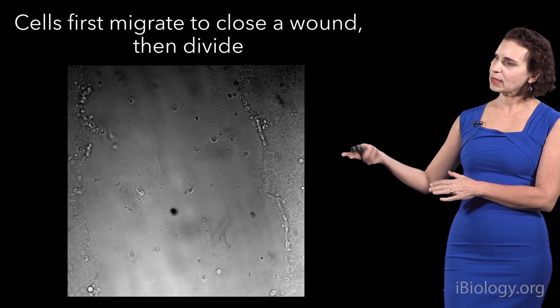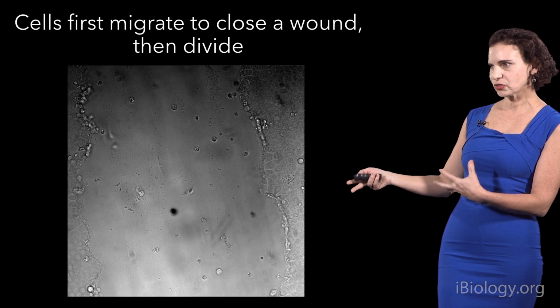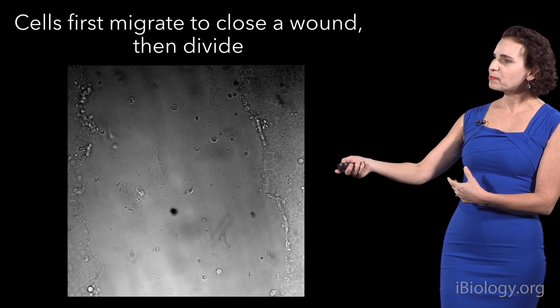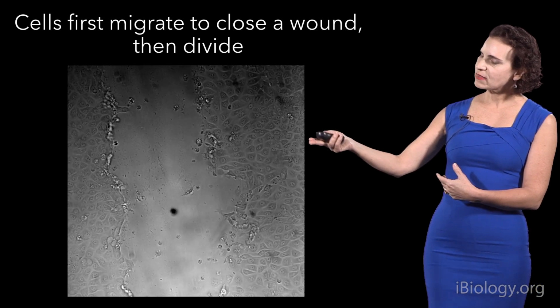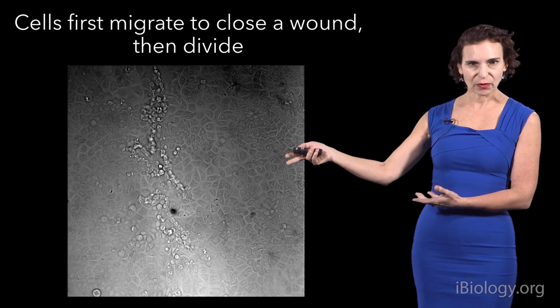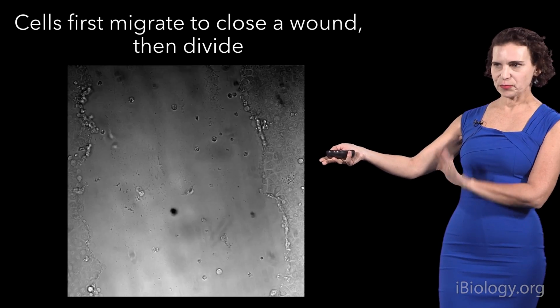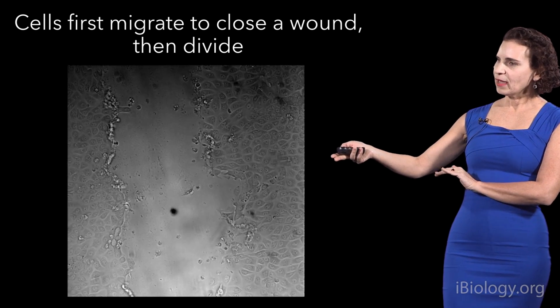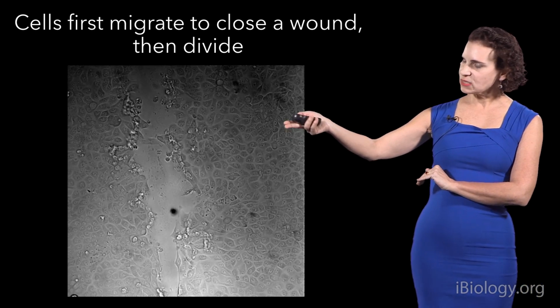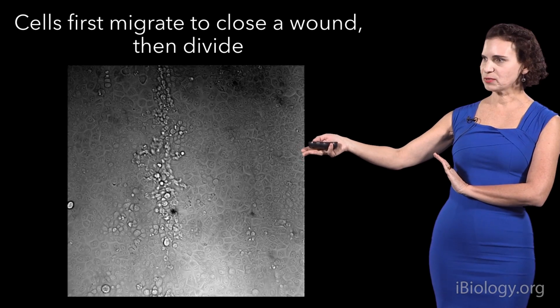So this is an MDCK monolayer that's been grown to confluence. It's at a high density, so it's turning over very slowly. And when we make a wound, what you'll see is that the cells move in to cover that space very rapidly. And that is the prerogative of an epithelium, is to cover that space so that it provides that protective barrier.